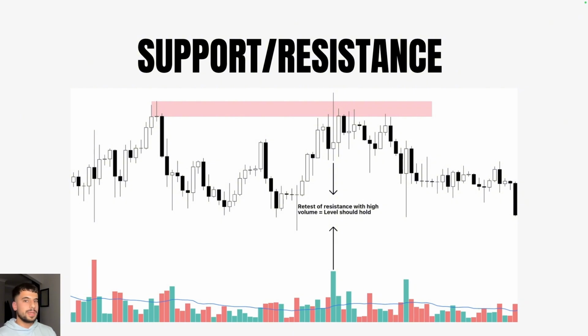And that can be a trigger for you to look for short entries in this example. Or again, if you're in a long from previously, that could be a trigger for you to actually exit. Many different ways to use it.